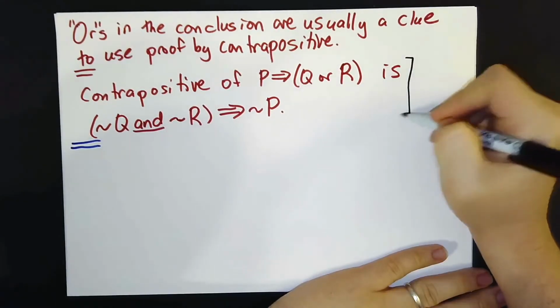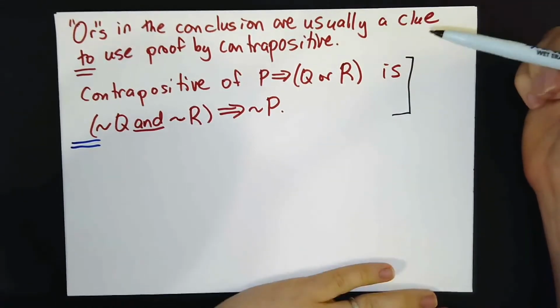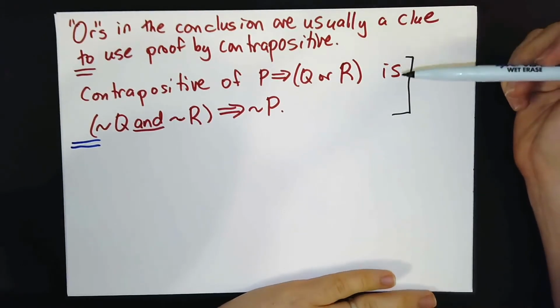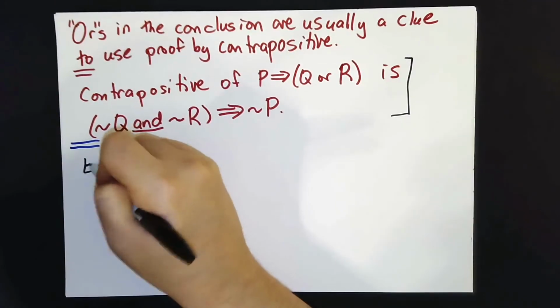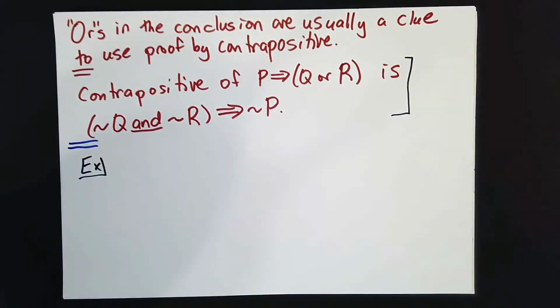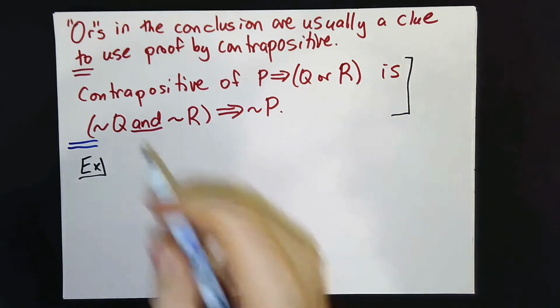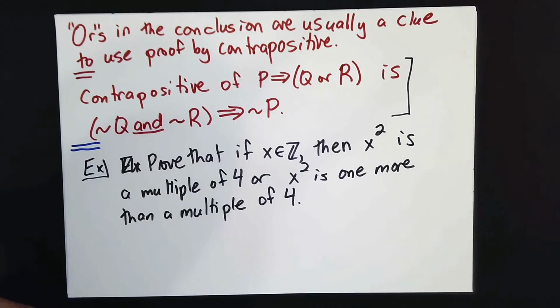Sometimes, though, this is not actually helpful. Sometimes taking the contrapositive of the statement we want to prove doesn't actually yield good results. And so in those instances, we have to resort to other tactics. Here is one such example.